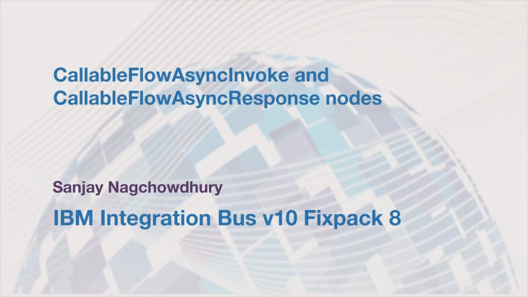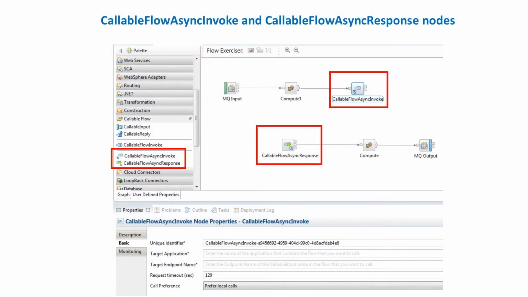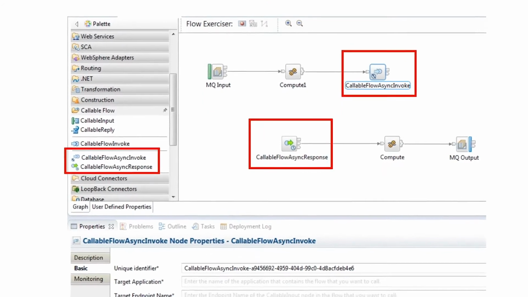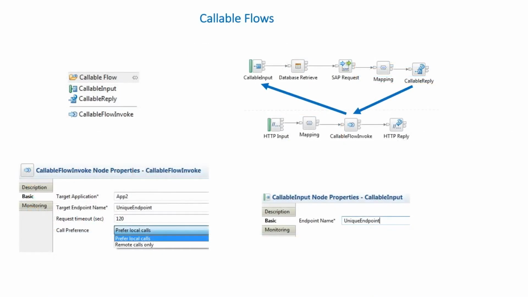In this video, I will introduce you to the new Callable Flow Async Invoke and Callable Flow Async Response nodes that have been provided in IBM Integration Bus version 10 Fixpack 8 and take you through a scenario which shows how they can be used. Callable message flows were provided in an earlier version 10 Fixpack. A message flow can directly invoke another message flow using the Callable Flow nodes.